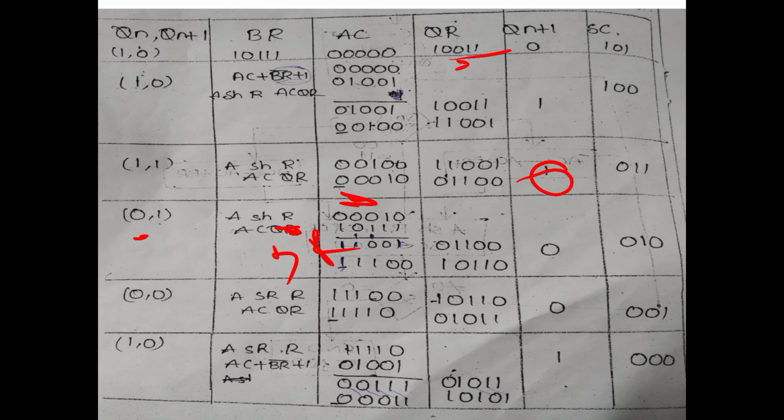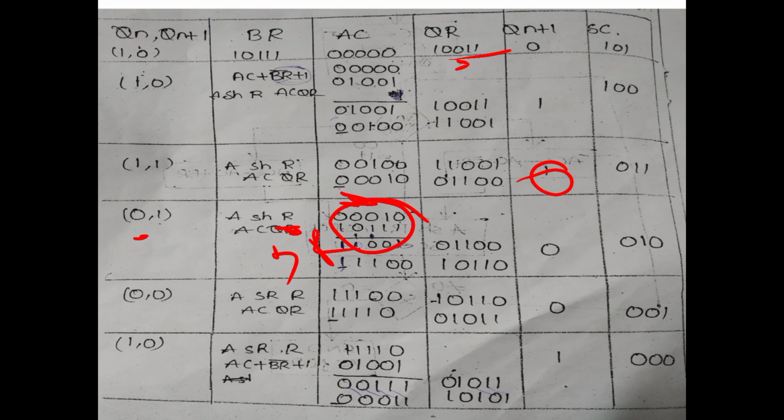To add these two: 0 plus 1 is 1, 1 plus 1 is 0 carry 1, and so on. We add these two, right? So after adding this, what is the AC value? 11001. What is the QR value?